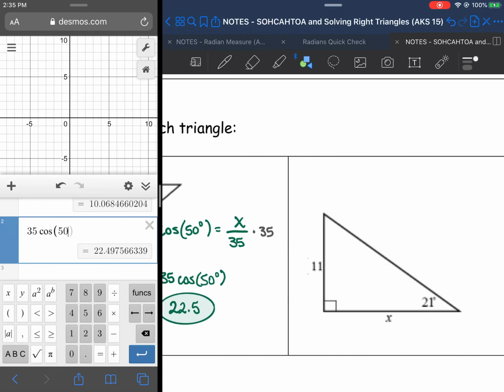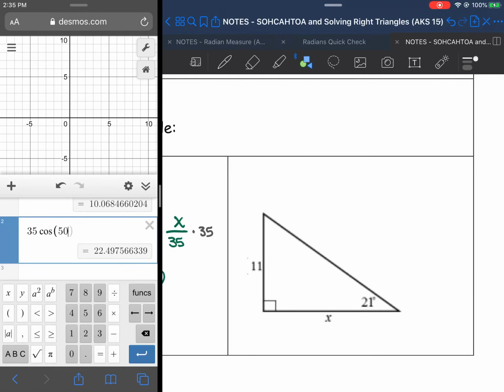All right, let's do one more problem here before we move on to the next section of the notes. So now, relative to the 21 degrees that we're given, we have the opposite, which is 11, and the adjacent leg, which is x. Notice that we don't know what the hypotenuse is in this case. Again, because across from the 90-degree angle is always the hypotenuse, and that side is unlabeled.